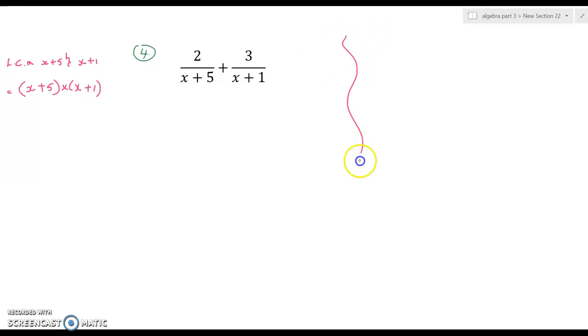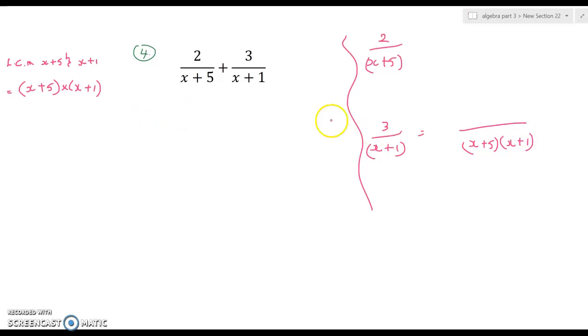So let's try to change these up now. So 2 over x plus 5, I put them in my brackets, right? And then I have 3 over x plus 1, put them in brackets. And our new denominator, or new LCM, our LCM is. So you see I left out the multiplication sign from in between here, right? You could leave it out. You could put it in, it's not a problem.